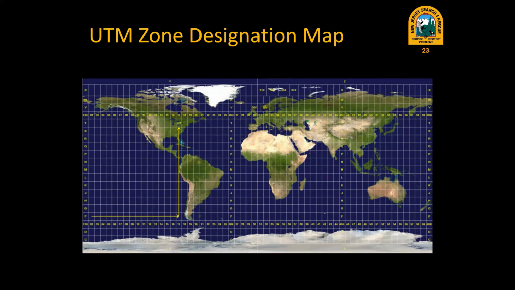This is a UTM zone designation map, and in it, you can see all of the zones. Frequently, in New Jersey, we're in 18T, which you can see by finding the 18th column and the T row right there. Almost everywhere in New Jersey and almost every search we respond to will be within this UTM zone reference.